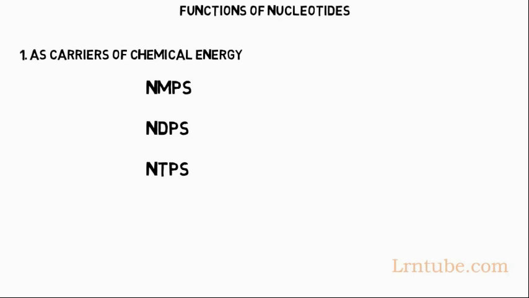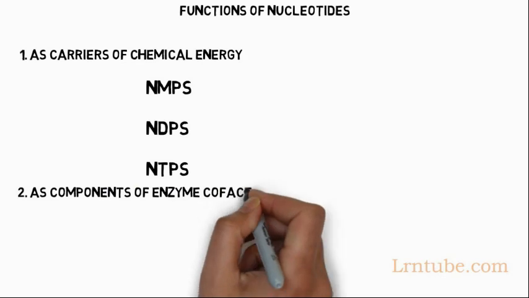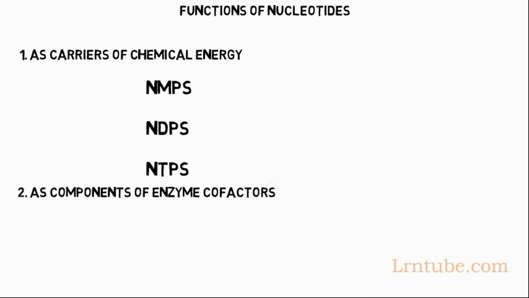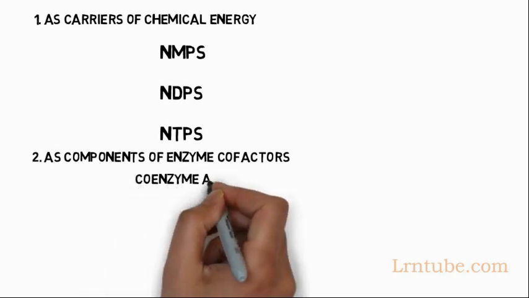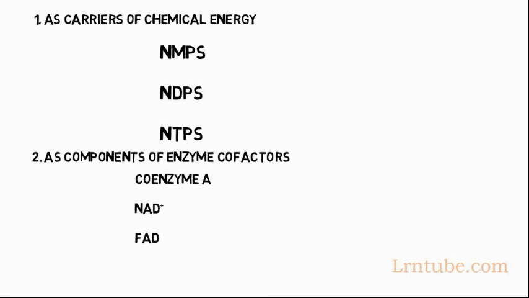The second function is that they act as components of enzyme cofactors. Many enzyme cofactors and coenzymes, such as coenzyme A, NAD, and FAD, contain adenosine as part of their structure. Although they do not participate in the reaction, their removal results in drastic reduction of the activities of the enzyme. For instance, removal of the adenosine nucleotide from acetoacetyl-CoA reduces its reactivity as a substrate for beta-ketoacyl-CoA transferase, an enzyme of lipid metabolism, by a factor of 10 to the power of 6.